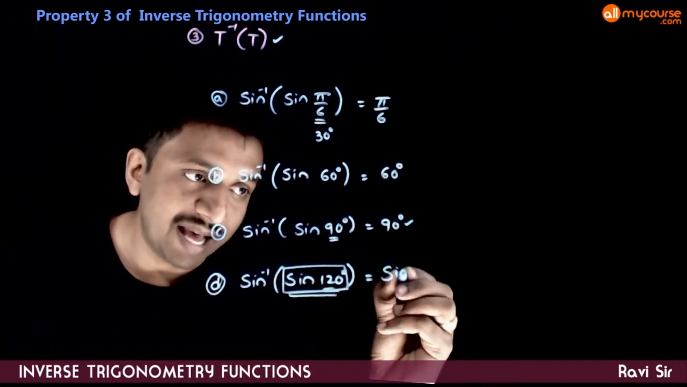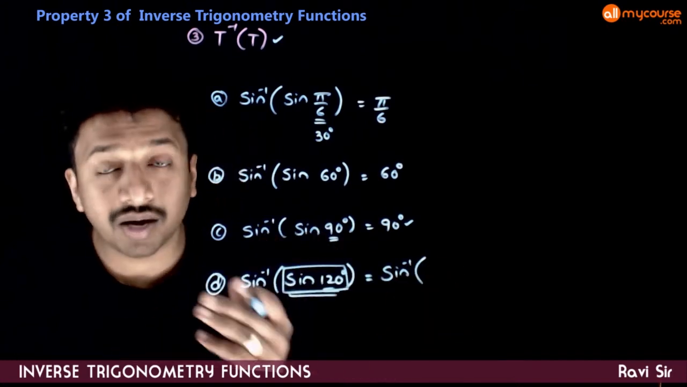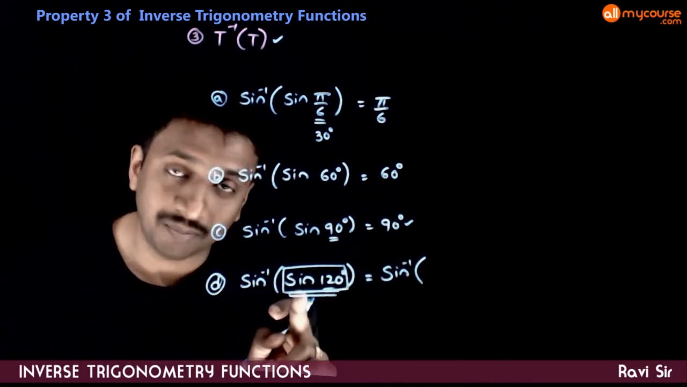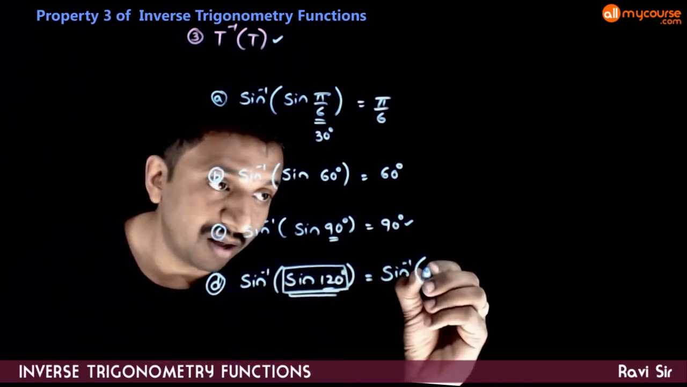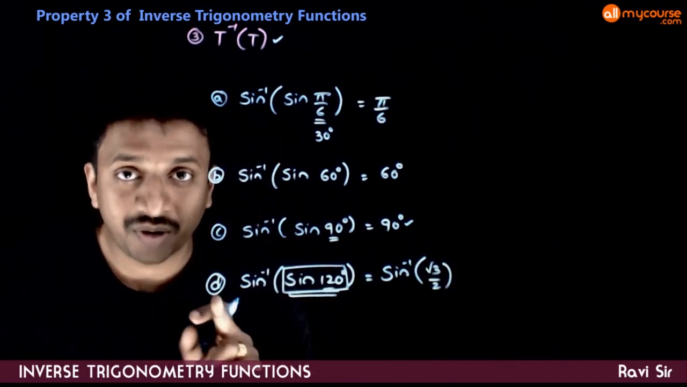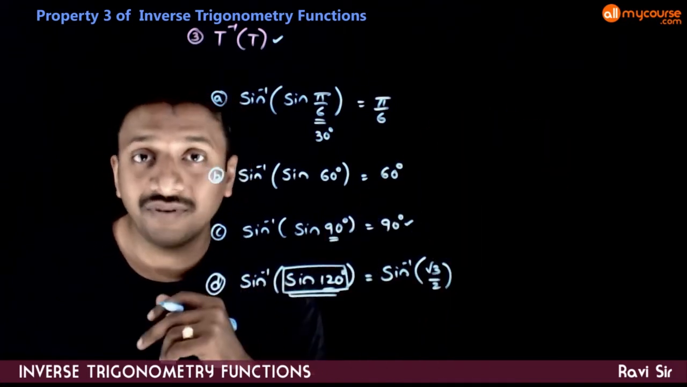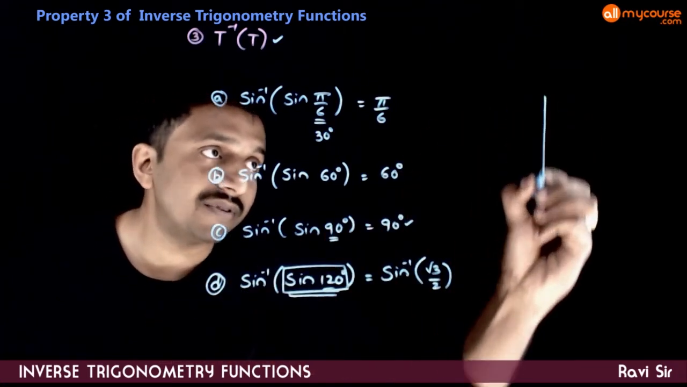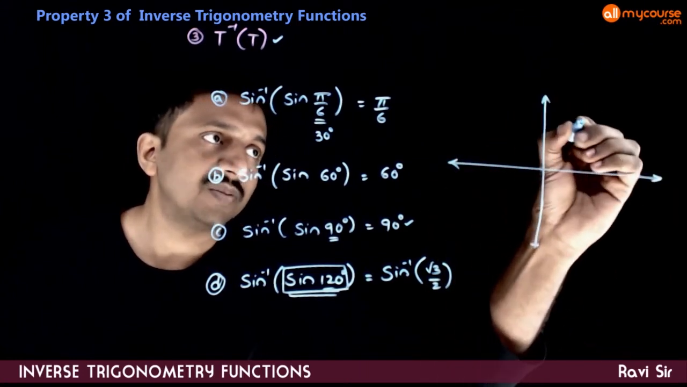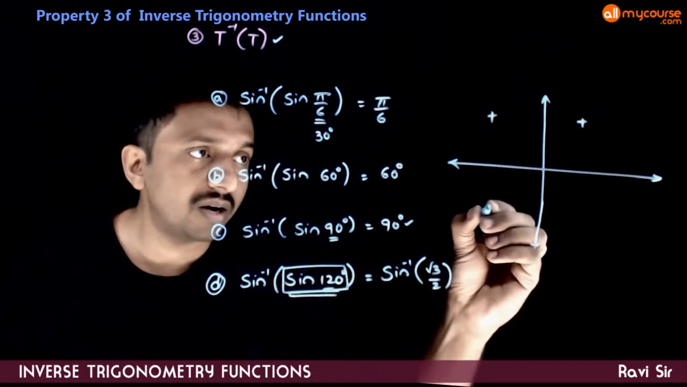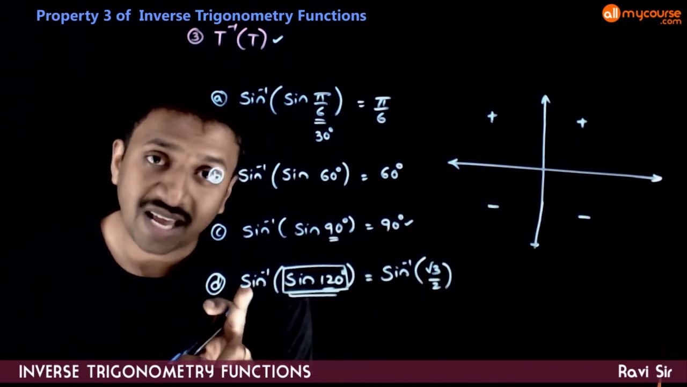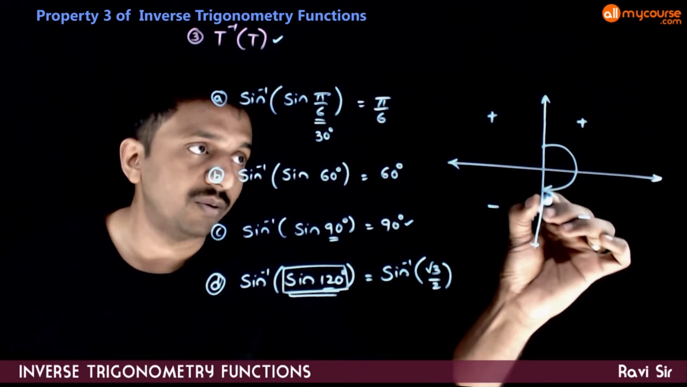So this can be written as sine inverse of, so what is sine 120 degrees? Sine 120 degrees is nothing but root 3 by 2. So from the basics of trigonometry, we know the quadrant diagram for sine theta looks something like this. Sine is positive here, positive in the second quadrant, negative, negative. And the range of sine inverse is minus pi by 2 to pi by 2.